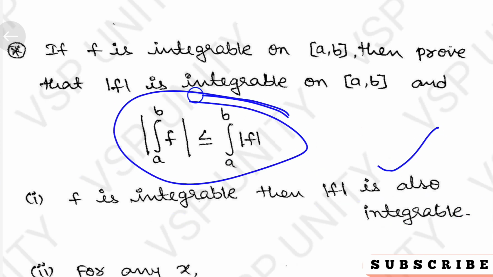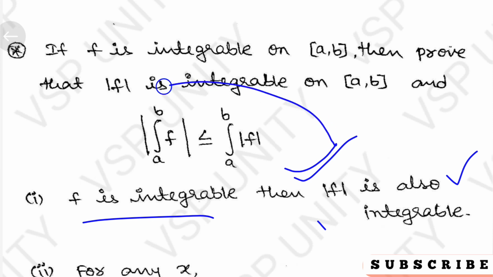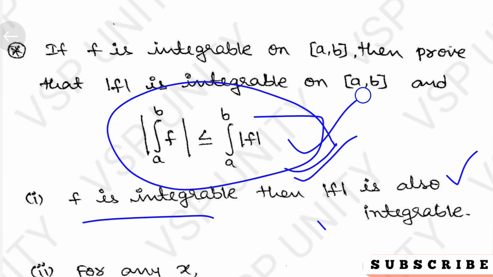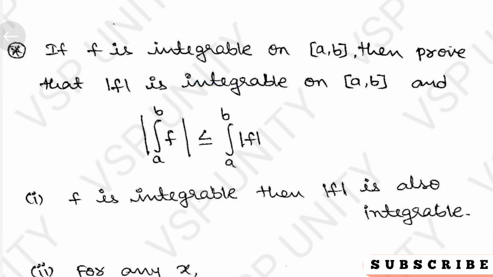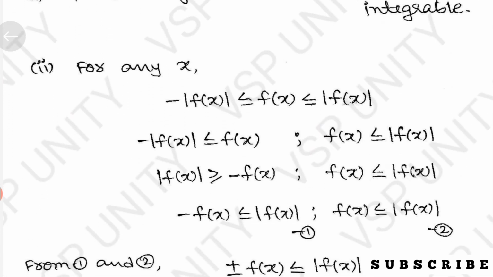If you prove this directly without showing this first half part, then you will get half marks only, right? See, what is that? If f is integrable, then mod f is also integrable. This I will give in the description. After seeing this, then you have to come to do this proof: modulus of integral a to b f is less than or equal to integral a to b mod f. So let us start our main theorem.